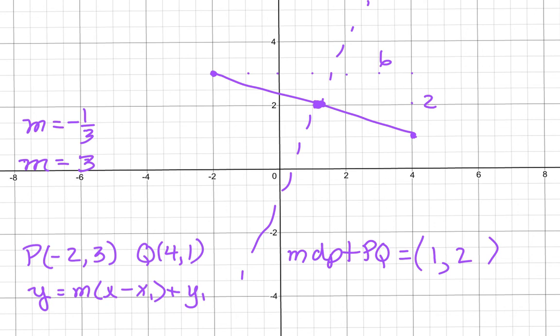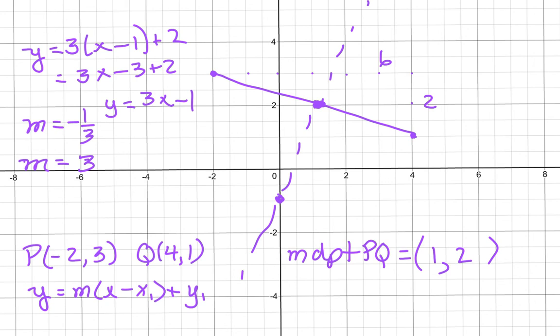I'm just going to plug into my formula. y equals 3 times x minus 1 plus 2. That's y equals 3x minus 3 plus 2, or y equals 3x minus 1, which looks pretty close to what I have drawn there. So we did a couple of things there. Point-slope formula, and we need to know the slope, and we need to find the midpoint.